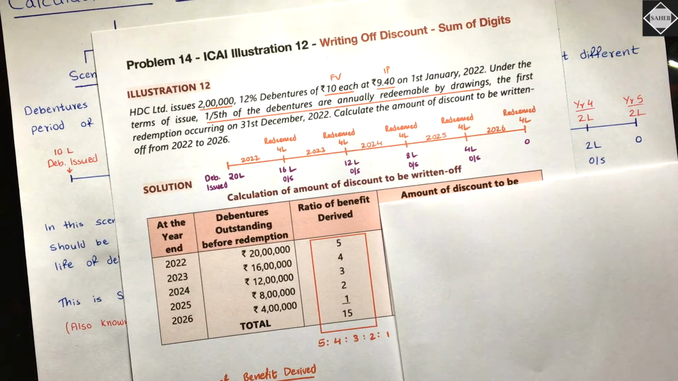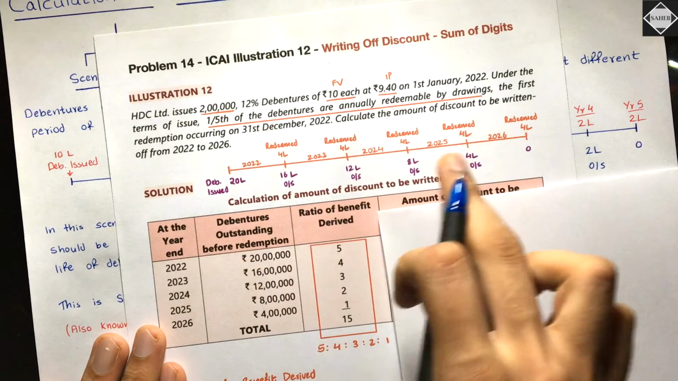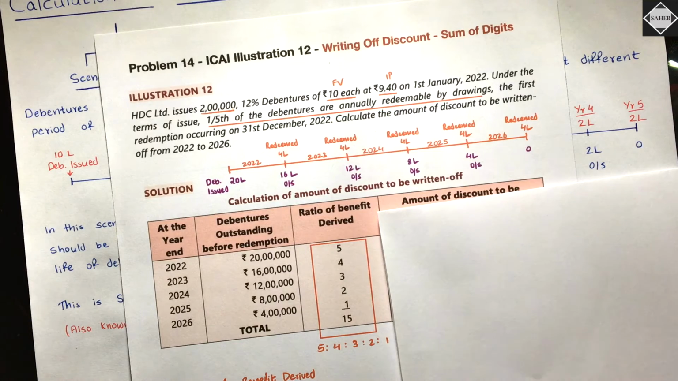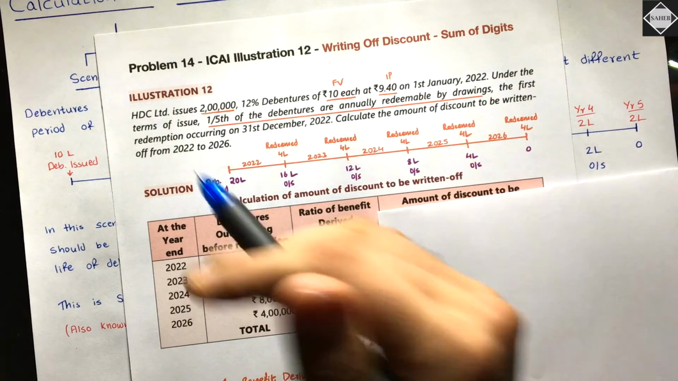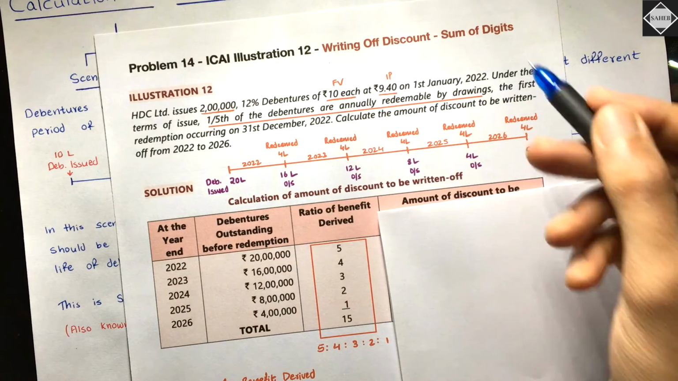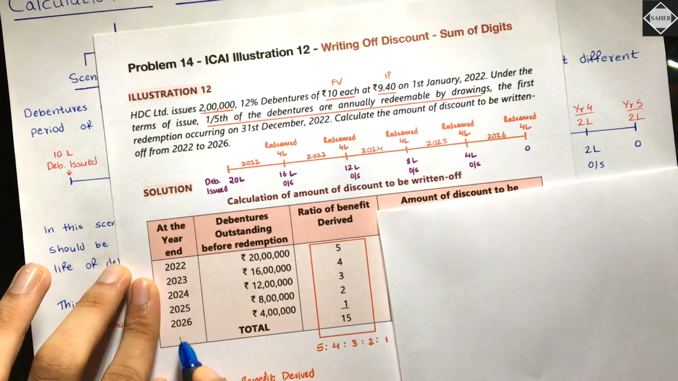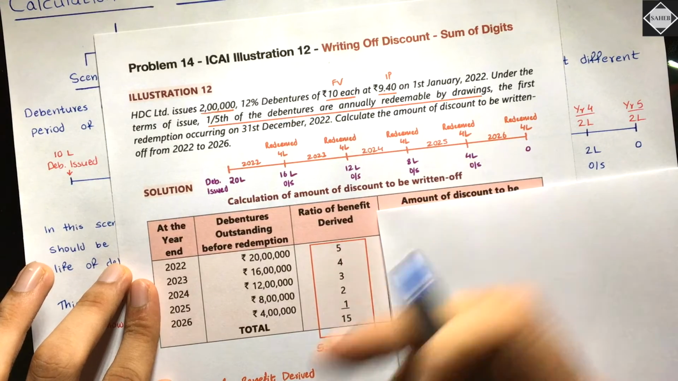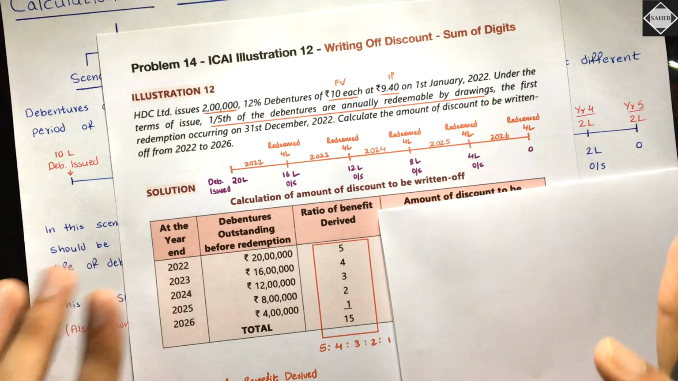But understand, this is a shortcut, and this shortcut will only be applicable when redemption is happening equally: 4 lakh, 4 lakh, 4 lakh, 4 lakh. If it is happening equally, then only you will get correct answers. Otherwise, for example, 2 lakh, 3 lakh, 4 lakh, 3 lakh, something like that, with unequal installments, the sum of digits method will not work. The method means just seeing the number of years and writing them in reverse, 5, 4, 3, 2, 1. Say 6 years are there: 6, 5, 4, 3, 2, 1, making a sum of that and taking out the ratio.